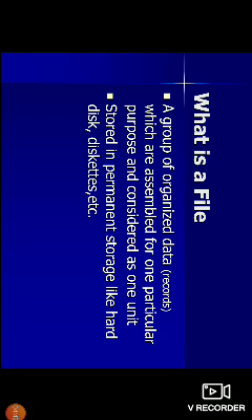So what is a file? A group of organized data, in brackets records, which are assembled for one particular purpose and considered as one unit, stored in permanent storage like hard disk, diskettes, etc. So simple thing, a group of organized data. File means a group of organized data or records which are assembled for one particular purpose and considered as one unit. They are stored in permanent storage like hard disk, diskettes, etc.